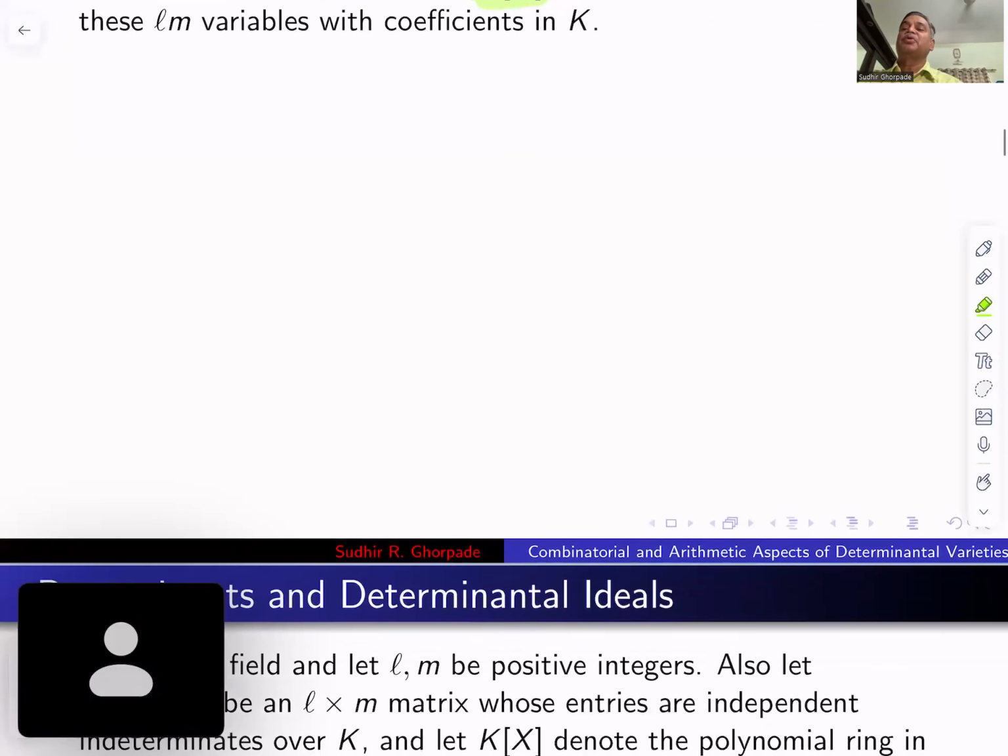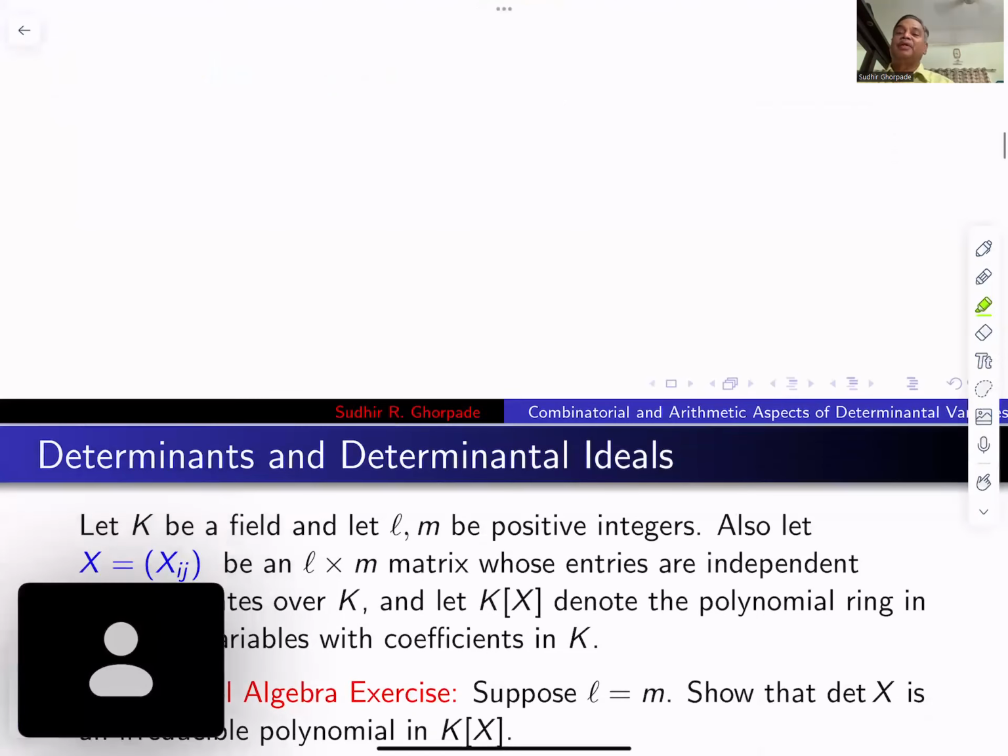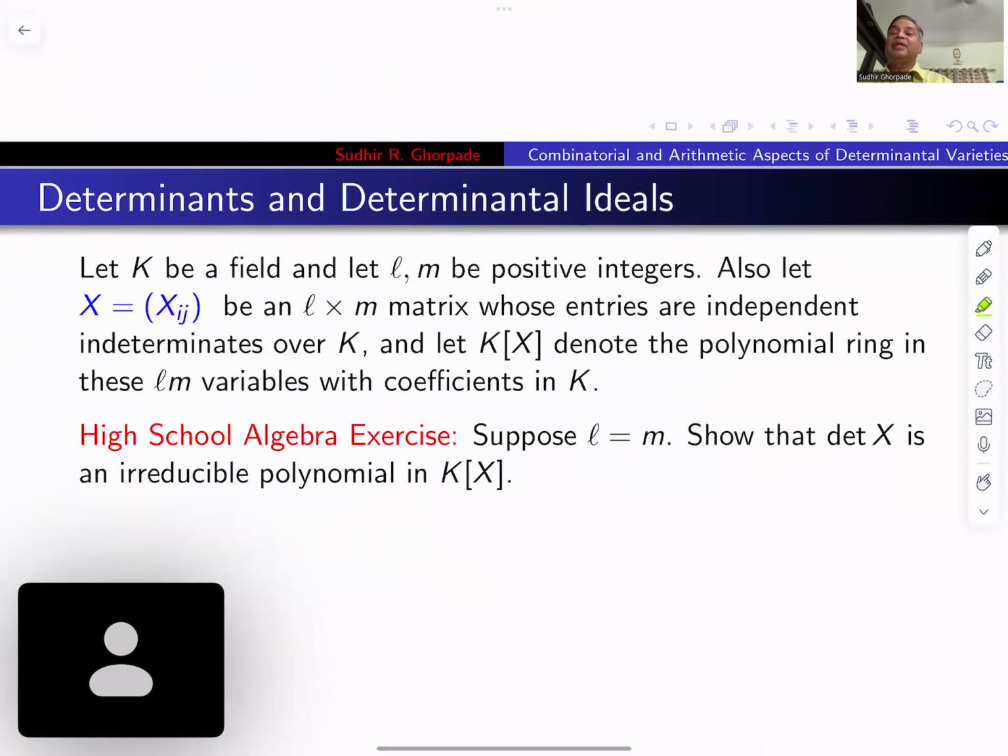So let's look at a special case. Here is a high school algebra exercise. Suppose L is equal to M. In other words, this is a square matrix. In that case, I can talk about the determinant of X, and it will be a polynomial in X, in fact, a homogeneous polynomial in X with coefficients in K. Exercise: show that this is an irreducible polynomial. What that means is it doesn't have any non-constant factors. You cannot factor it as, let's say, a product of two non-constant polynomials. It's not a difficult exercise and something you ought to be able to do if you know basic properties of determinants.